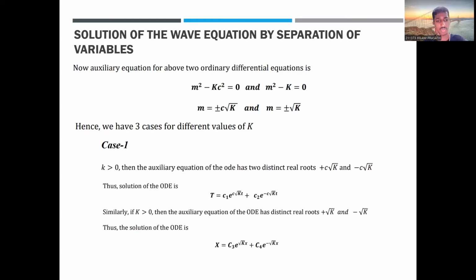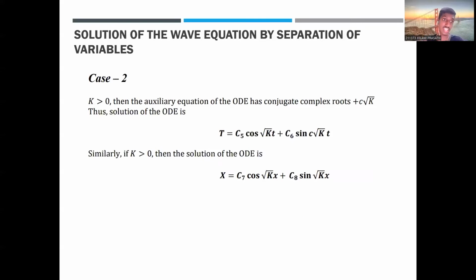And these solutions of the ODE are T equals c1 exponential power of c square root of kt plus c2 exponential power of negative c square root of kt. Similarly, if k is more than 0, the auxiliary equation of the ODE has distinct real roots, which are plus square root of k and minus square root of k. Thus, the solution of the ODE is X equals c3 exponential power of kx plus c4 exponential power of negative kx.